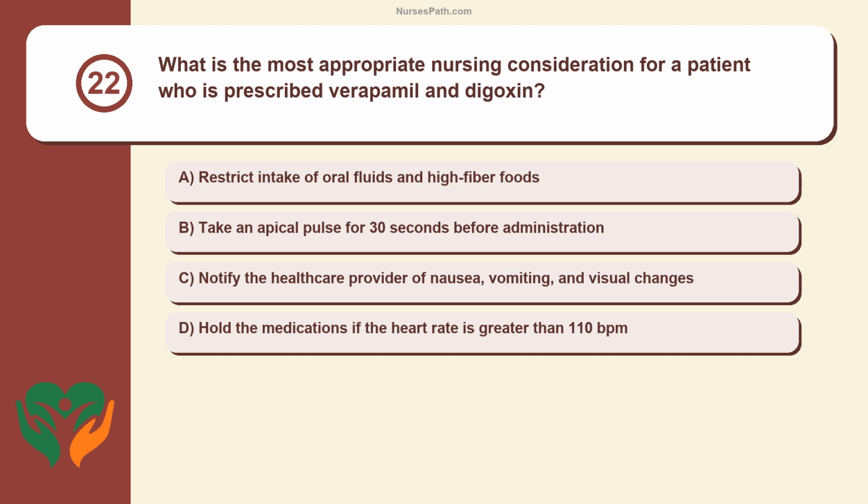Question 22. What is the most appropriate nursing consideration for a patient who is prescribed verapamil and digoxin? Restrict intake of oral fluids and high-fiber foods. Take an apical pulse for 30 seconds before administration. Notify the healthcare provider of nausea, vomiting, and visual changes. Hold the medications if the heart rate is greater than 110 bpm.